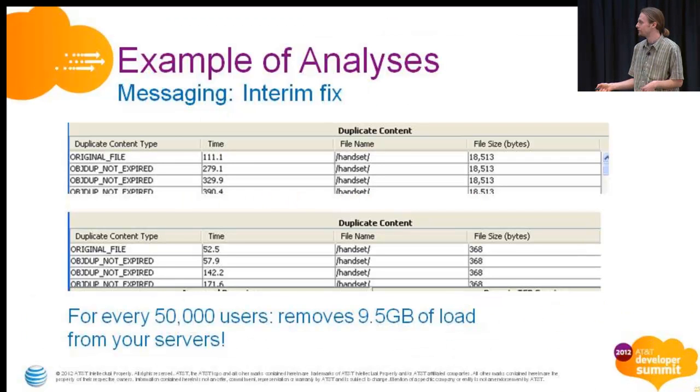What this is looking at is a table of the duplicate content that was sent down during the trace, and this is all in the Arrow tool. The top graph is what was in the first trace, and the bottom graph is the second one. You can't see it here, but in the last column there are a lot more numbers, because in the first trace, every single one of those duplicate files was 18.5K. In the second one, there are a lot smaller numbers because now it's 368 bytes. So obviously, if the duplicate file is now that much smaller, you reduce the amount of content coming down. For every 50,000 users, that's 9.5 gigabytes of data pulled off their server every single day.